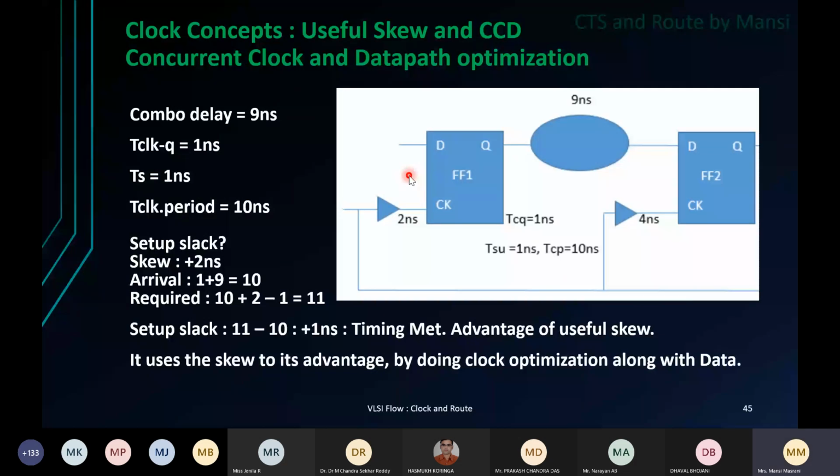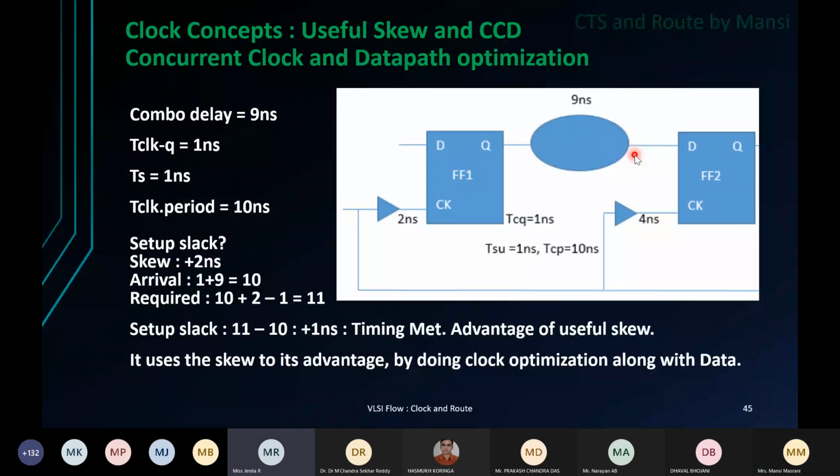Then I have a question for you guys. In this case, what will happen to my next path, which is driven by this flop? Now this will become launch and some other flop will become capture. Unnecessarily, I delayed this. And now if my launch is late, instead of the required 11, it's going to be 9 for the next path. Will it help or will it degrade the next path?